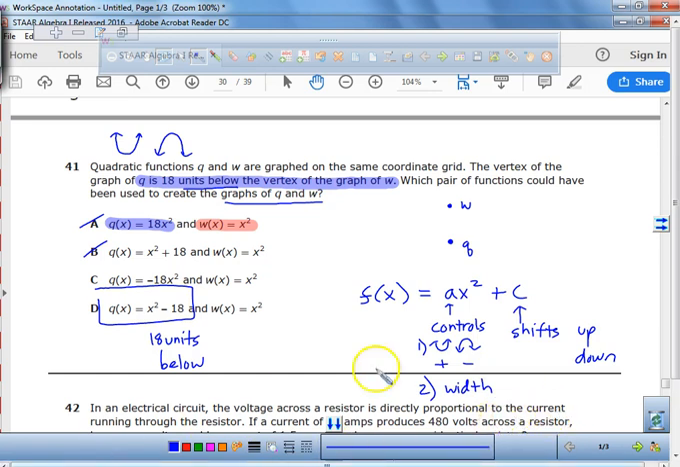Alright, so A controls whether it opens up or down. If that number is positive, it opens up. If it's negative, it opens down. And the C value, which they're testing you on here, just shifts it up or down. Okay?